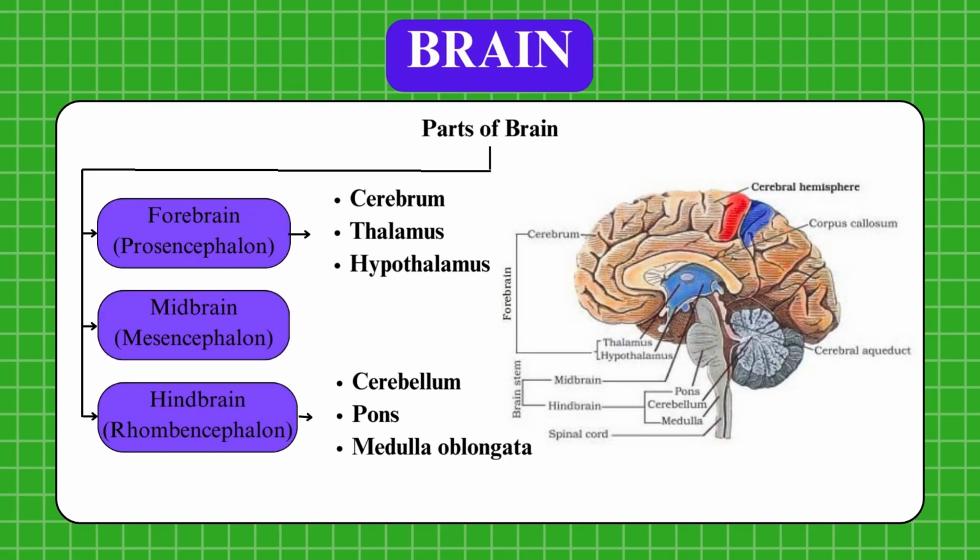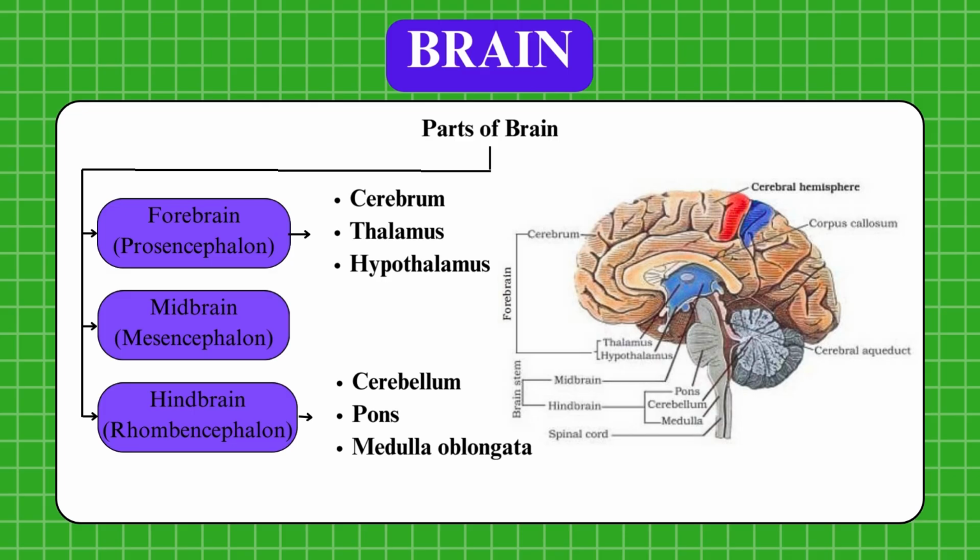Let's see the brain in detail. There are 3 main parts of the brain. They are forebrain, midbrain, and hindbrain. See the diagram. The forebrain consists of cerebrum, thalamus, and hypothalamus. The forebrain is also called prosencephalon. Then midbrain. Midbrain is also known as mesencephalon. Then hindbrain. Hindbrain consists of 3 parts, namely cerebellum, pons, and medulla oblongata. Hindbrain is also known as rhombencephalon.